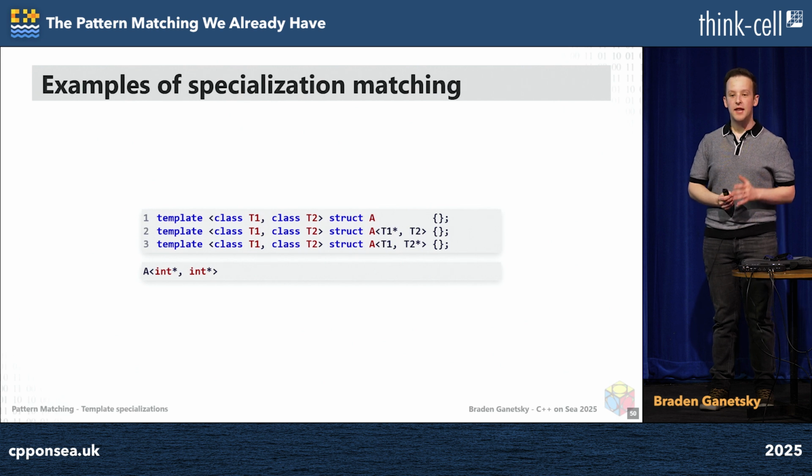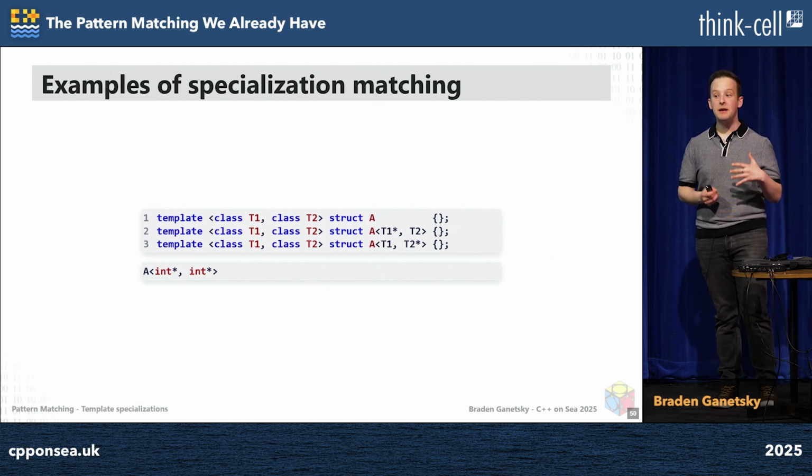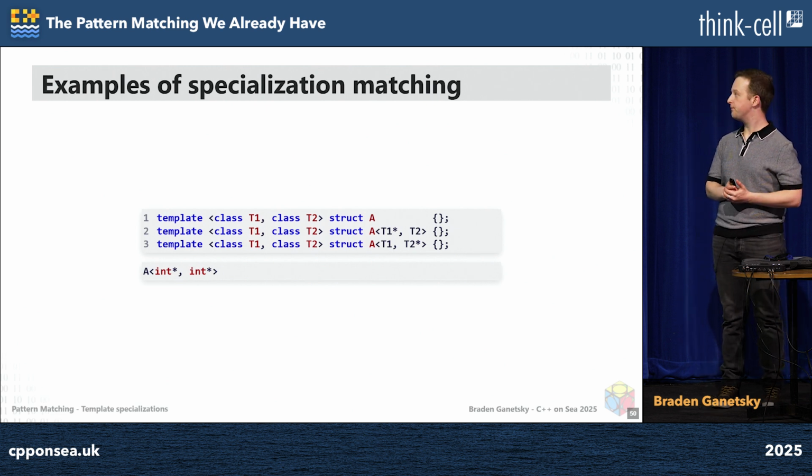Why doesn't this work? The problem is that it actually does match both 2 and 3, but the compiler cannot rank one of them better than the other. And so because of that, it's ambiguous. And because it's ambiguous, it's an error.